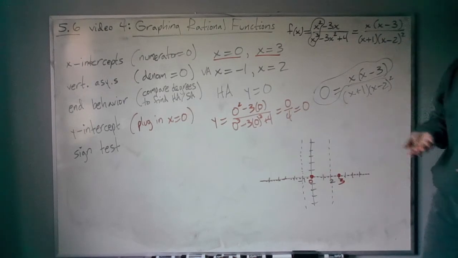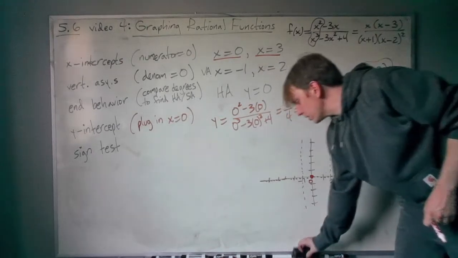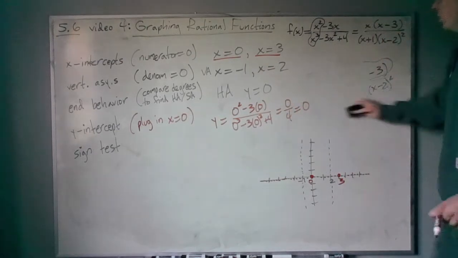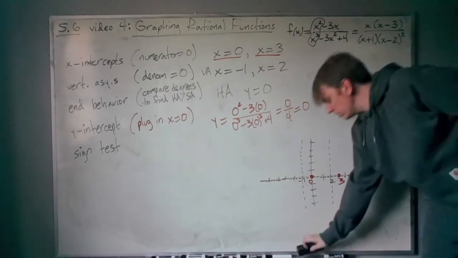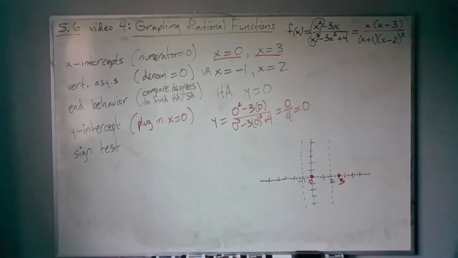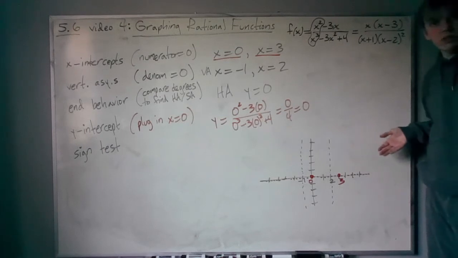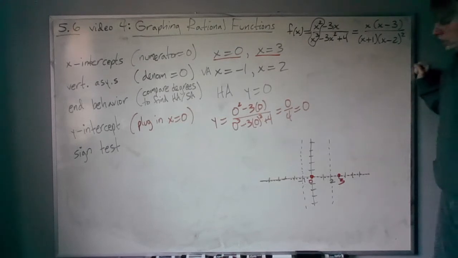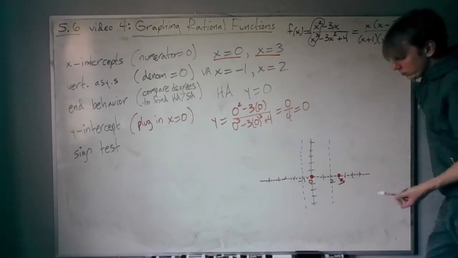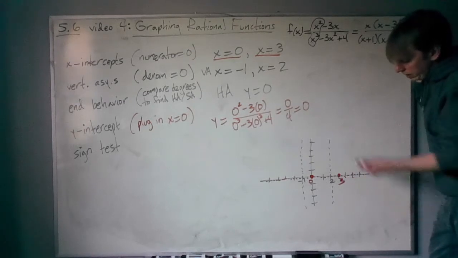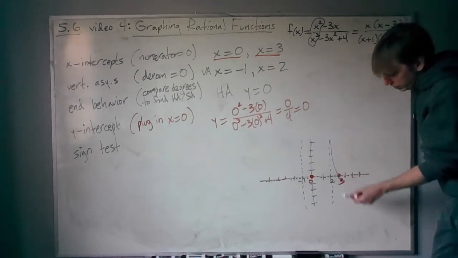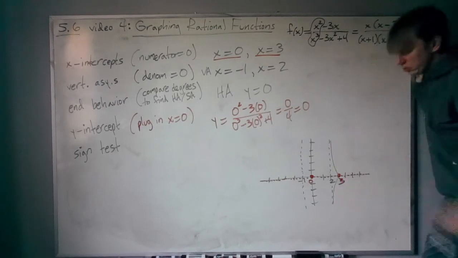Okay, and the last thing I want to do is a sign test. I know my graph has to approach these dotted lines. It's got to go through these two dots, but that's about all I know. I would like to know, if I plug in a number like 4, 5, and 6, is the graph positive or is the graph negative? If I plug in a number between 2 and 3, is the graph positive or is the graph negative?